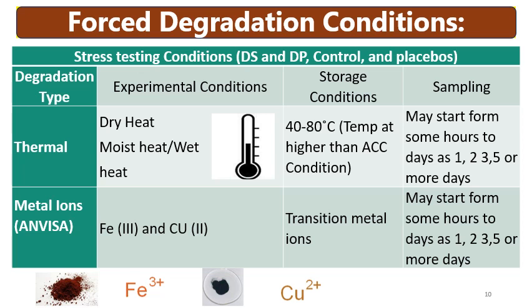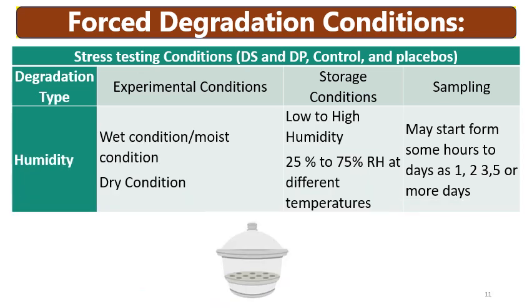So then coming to the thermal degradation. Thermal degradation involves dry heat and moist heat. So temperature may be from 40 to 80 degrees Celsius, and also the sampling may be performed in some hours to some days. Then coming to the metal ions, generally ferric oxide and Cu with two positive ions can be used for these metal ion studies. This may be done with the transition metal ions, and the effect of the transition metal ions on the degradation profile can be studied. Then at last humidity can be used.